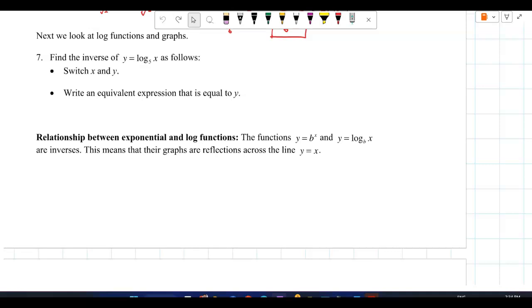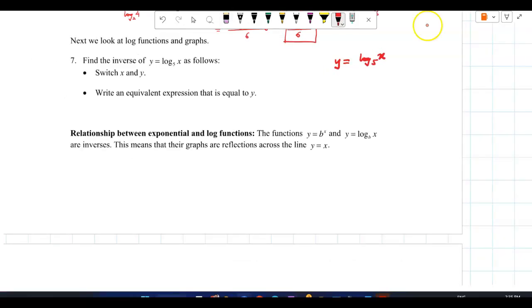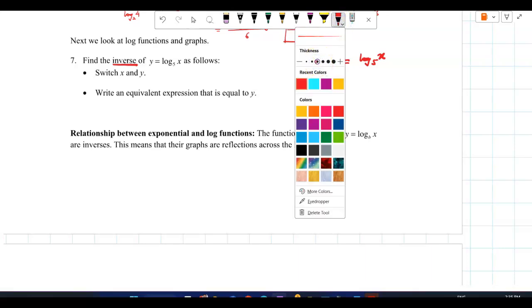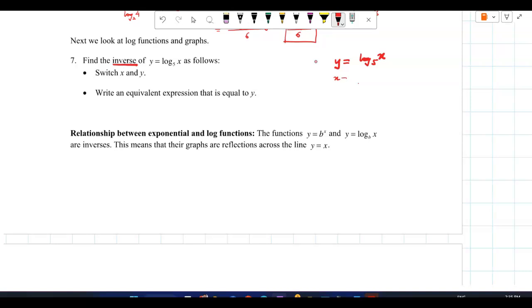Because you've swapped it already. So if I'm doing y is equal to, let's say we have to find the inverse of log x to the base 5. Inverse means you replace x with y and y with x. So instead, I'll write x is equal to. Now make y the subject.